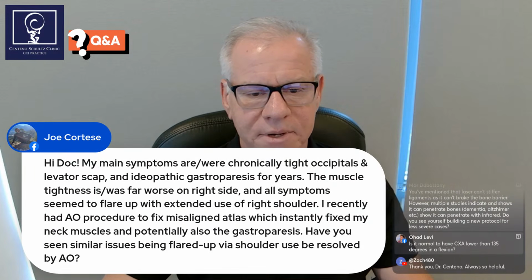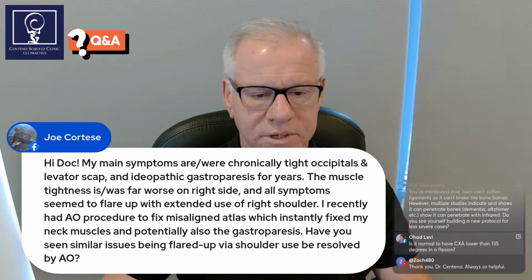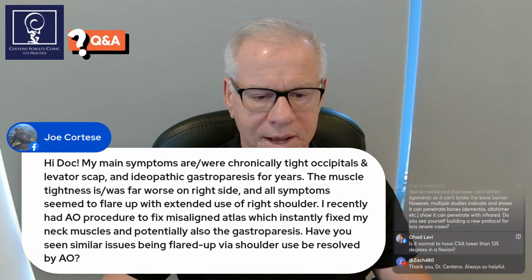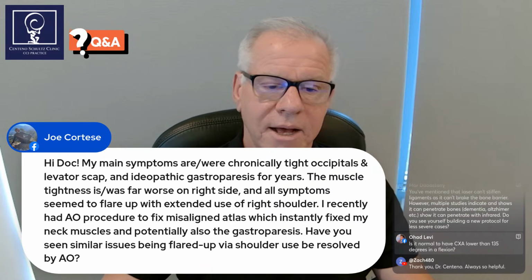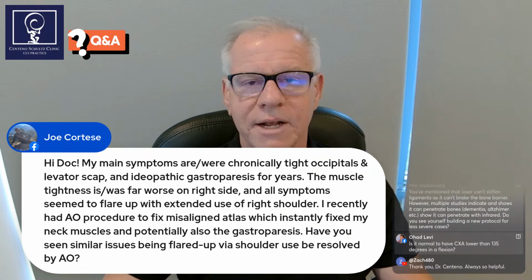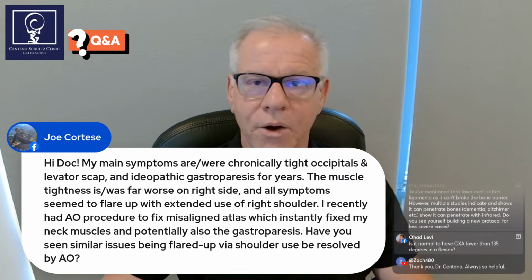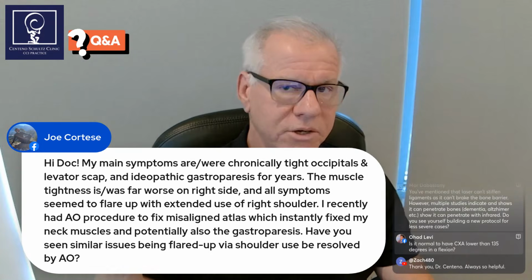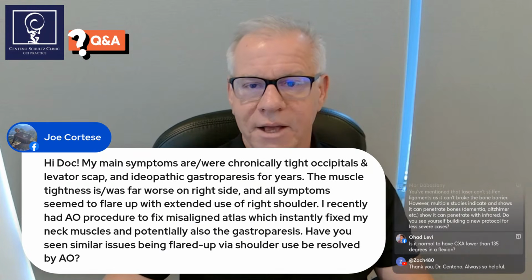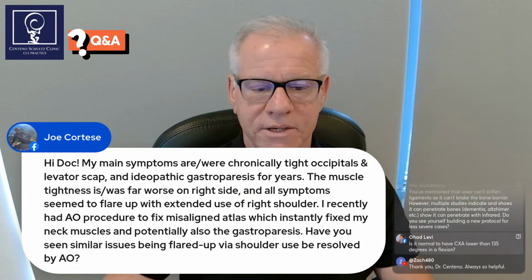Hi, doc. My main symptoms were chronically tight suboccipital, levator scapulae, and idiopathic gastroparesis for years. Muscle tightness was worse on the right side, and all symptoms seem to flare up with extended use of the right shoulder. Recently, I had an AO procedure to fix a misaligned atlas. It usually fixes my neck muscles. Have you ever seen similar issues? Absolutely, yeah. Joe, we see that all the time. So I've seen amazing things happen with AO, all the way down the kinetic chain, not only upper cervical symptoms resolving, but shoulder stuff, pelvic, low back stuff, hip stuff, etc. So absolutely.